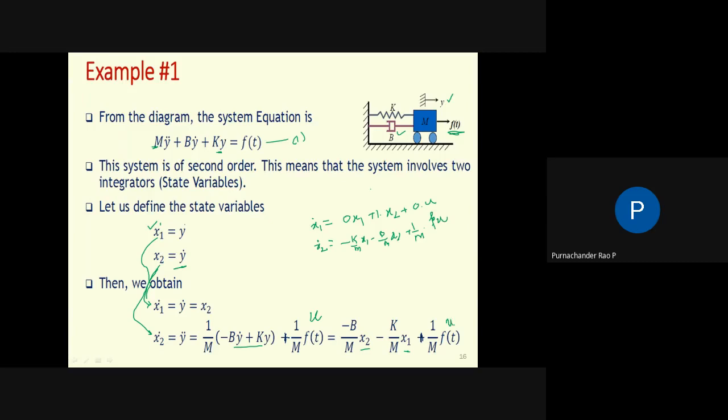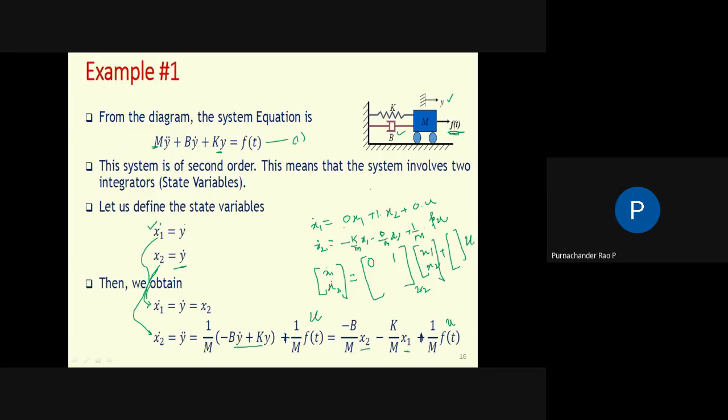So f of t is considered as u, and therefore in a matrix form, this can be represented as x1 dash and this is x2 dash. So this will be equal to, okay, a 2 by 2 matrix, n by n, n is 2, so it will be a 2 by 2 matrix. So this will be 0, 1, okay. So these are the state variables x1, x2, plus the matrix b into u, okay.